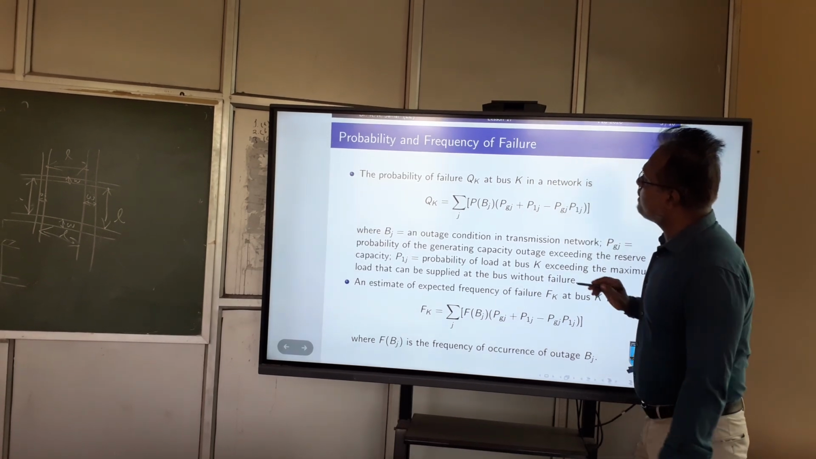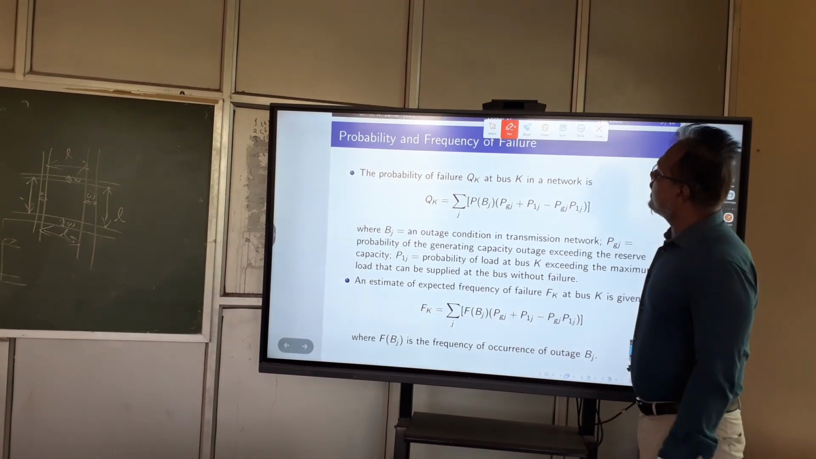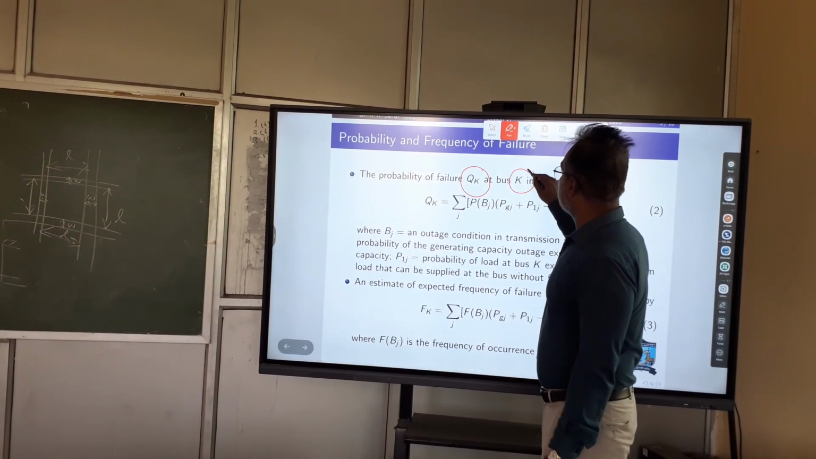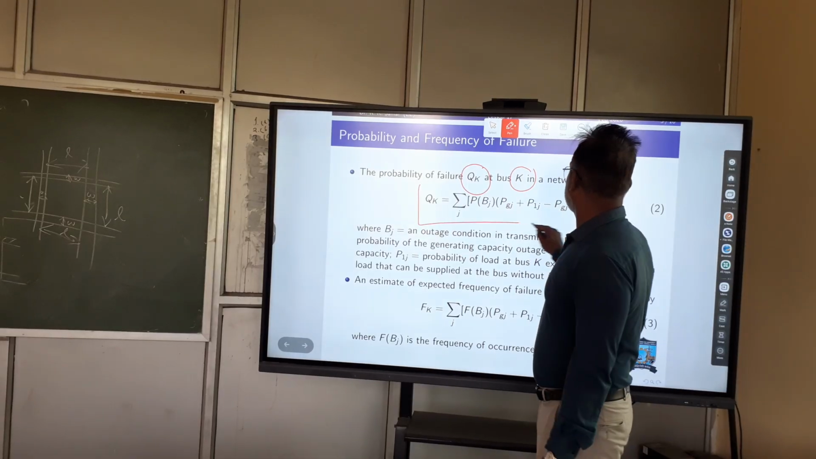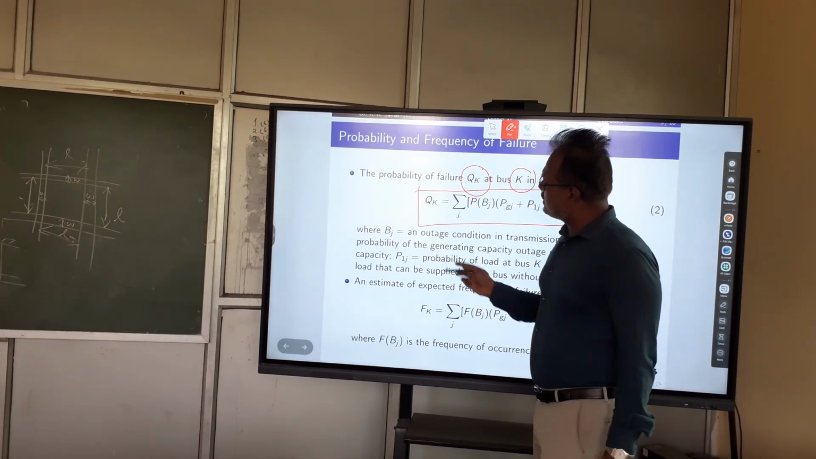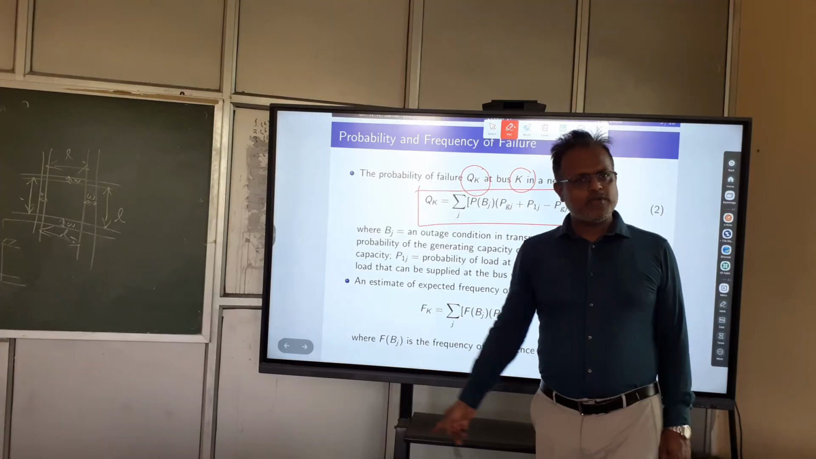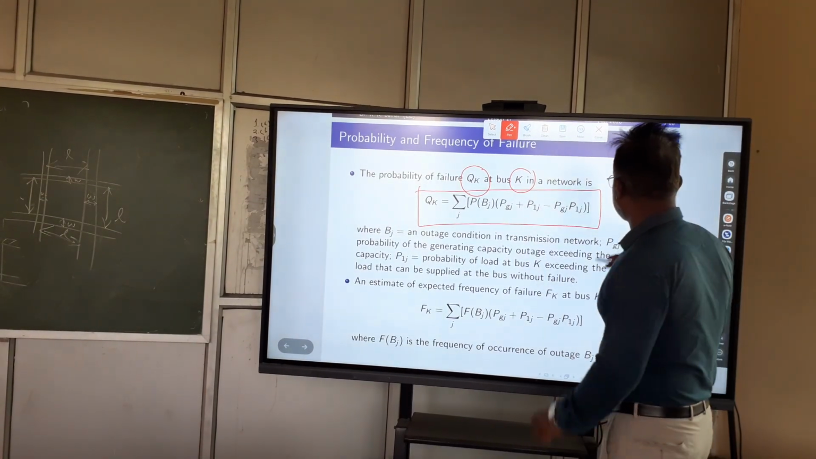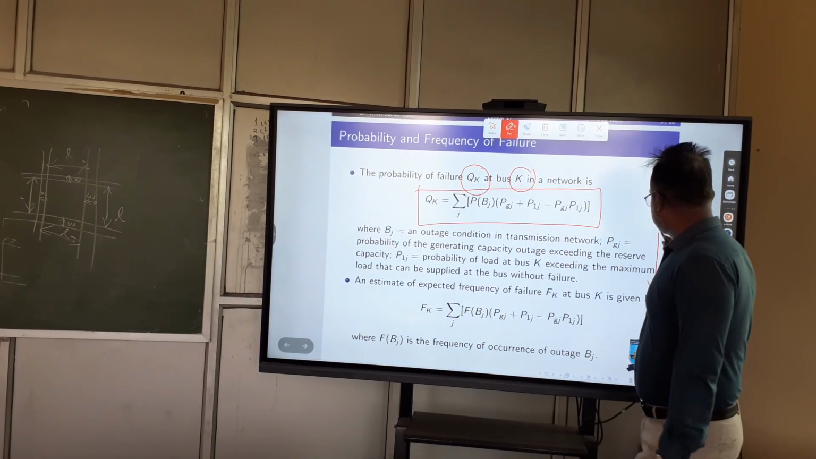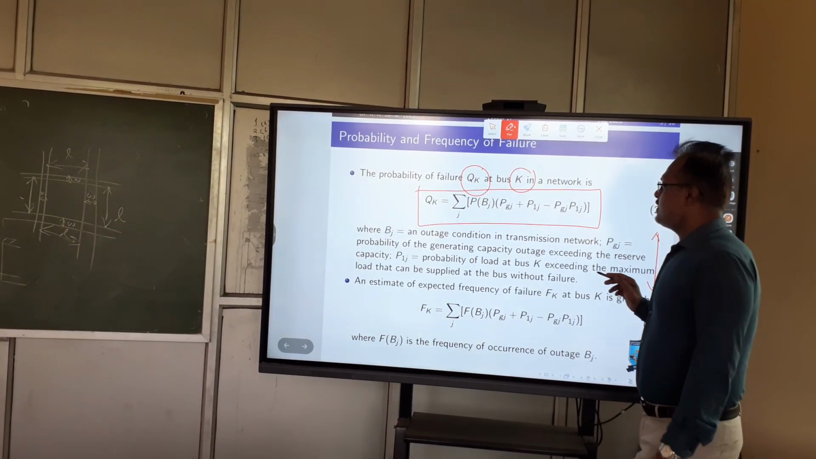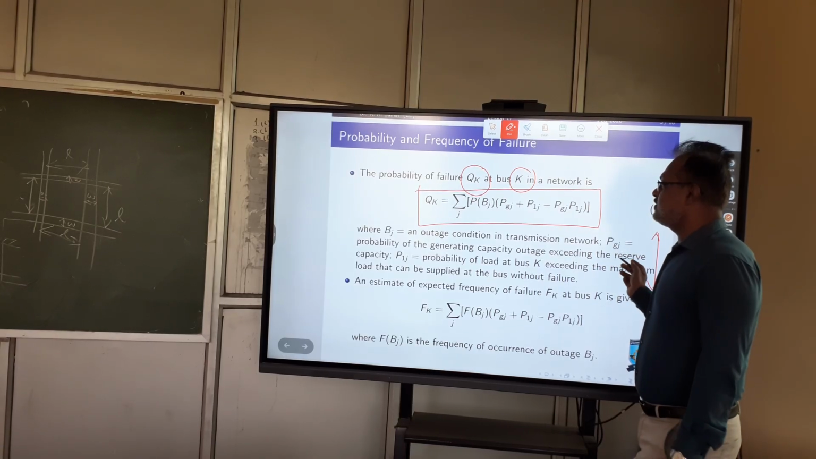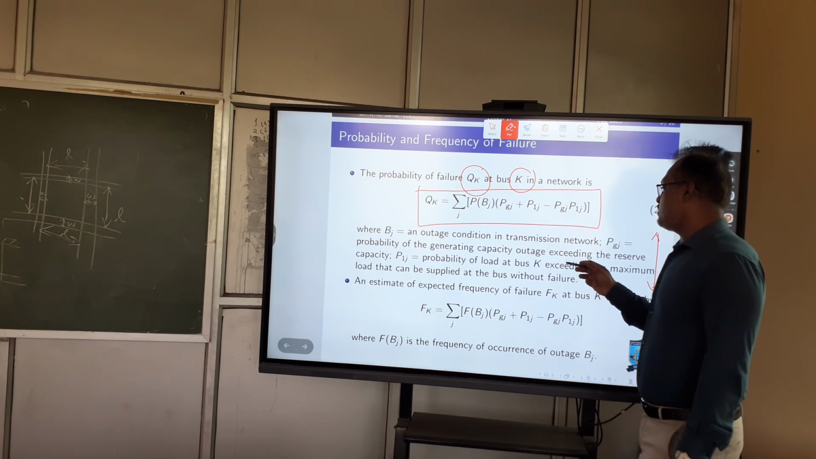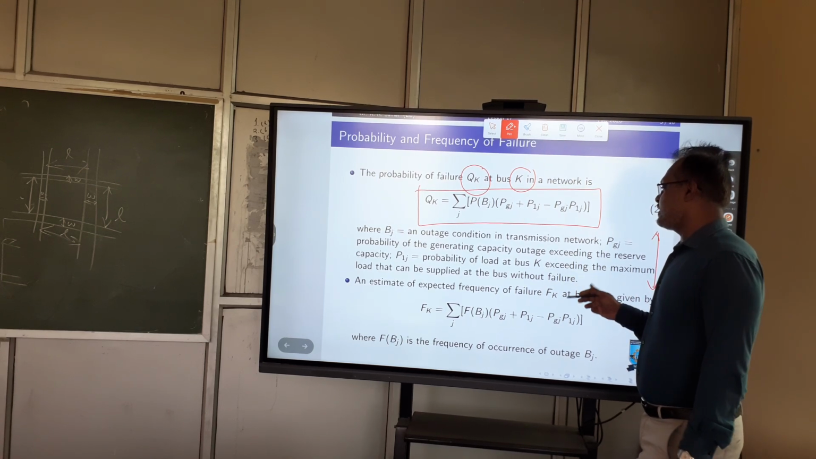So write down this formula. The probability of failure at bus K in a network is given by this formula. Just write down this formula. How it is going to be used, we can see in the problem. Where Bj is an outage condition in the transmission network, Pbj is the probability of the generation capacity outage exceeding the reserve, and P1j is the probability of load at bus K exceeding the maximum load that can be supplied.